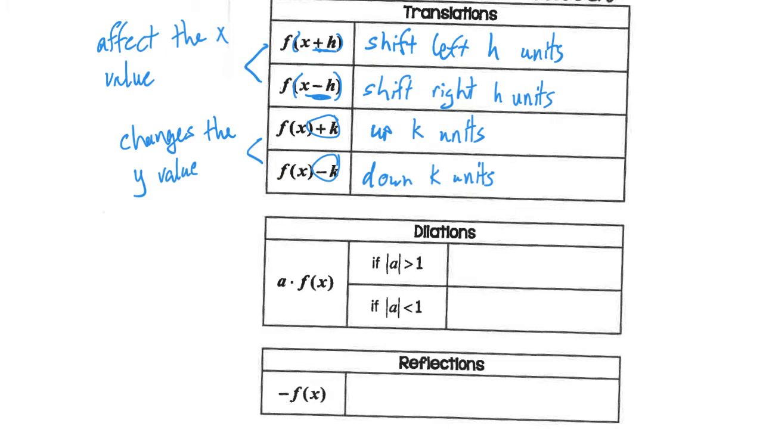Next group is dilations. So we have a number multiplying on the outside. So it's outside, so it's going to change the y. If the absolute value of a is bigger than 1, this would be multiplying a number. This is going to stretch the function in the y direction. So it's going to stretch it up.